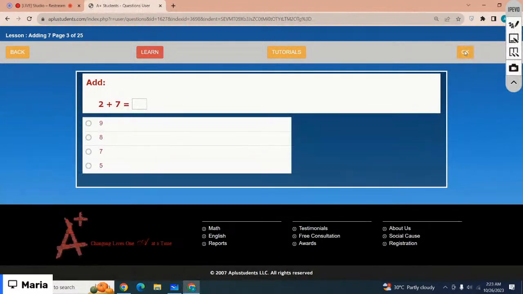The next one is 2 plus 7. So which is the correct option? The correct option is 7 plus 2 equals, yes, very good. The correct option is 9.